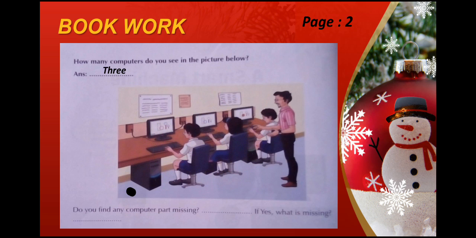But if you observe the picture, there is a single device missing. Let's look at the below side of the picture. We have been given a question again: do you find any computer part missing? We know that the computer has 4 main parts, but there is only one part missing. Count them. Yes, observe in the picture. Which part is missing? We can see a CPU cabinet, we can see a keyboard, we can see a monitor, but there is no mouse. So we can say the missing part is a mouse.